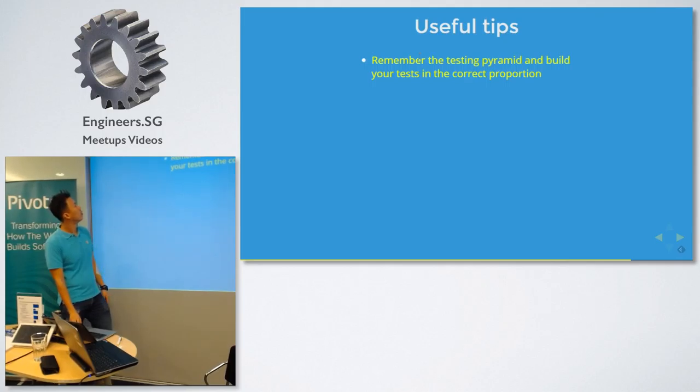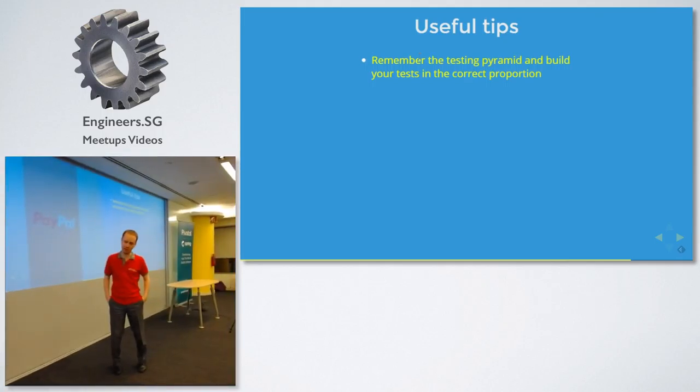So to summarize the presentation, some useful tips. Don't forget to follow the pyramid: do the unit testing first, these are the most important. Then if you have time, go with the integration tests, testing the DB and the other layers. And please don't forget the front-end tests. Don't forget the front-end developer. It's very important to test that the workflow is working well.